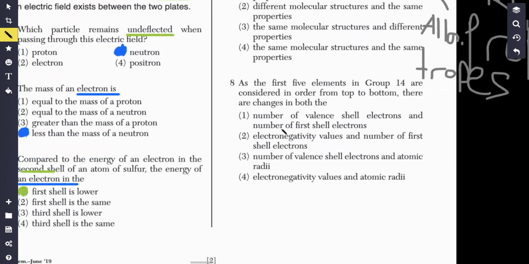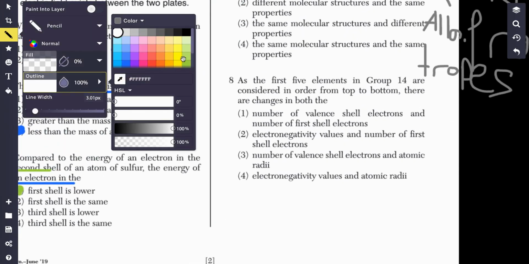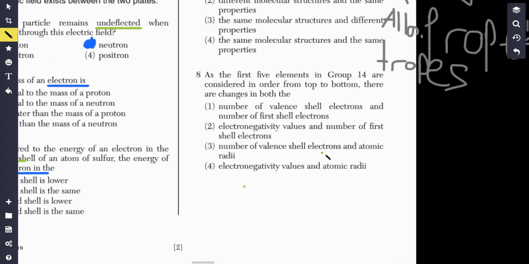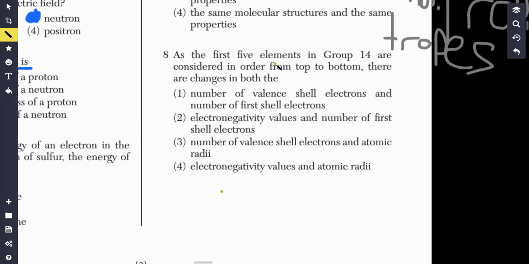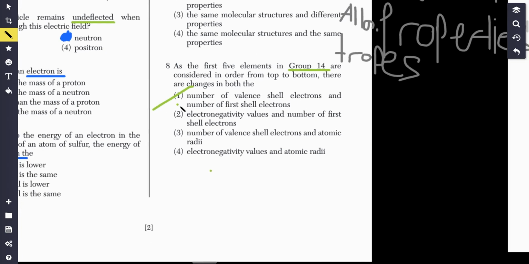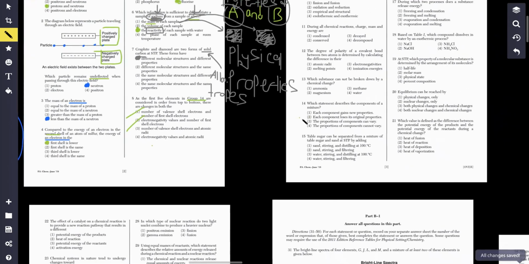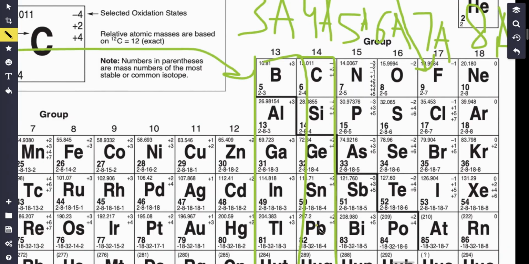All right, for the first 5 elements in group 14, from top to bottom, there are changes in what? First shell, number of valence shell electrons, atomic radii, and electronegativity values at top. So when you're looking at a group, remember that in a group you have the same amount of valence electrons. So we can immediately eliminate number 1, and also number 2. Group 14 is all of these atoms right over here.